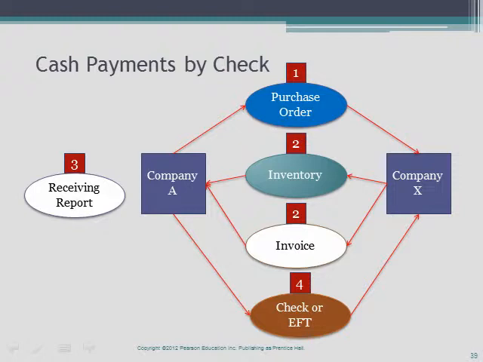Next, Company A receives the inventory and the invoice. It prepares a receiving report to list the goods received and compares the invoice to the purchase order and receiving report to make sure the goods invoiced were actually ordered and received. And then finally, in step 4, after approving all documents, Company A sends a check to Company X or authorizes an electronic funds transfer directly from its bank to Company X's bank.